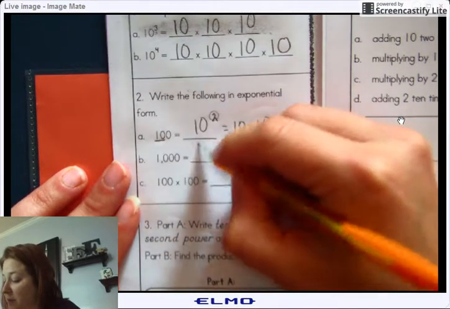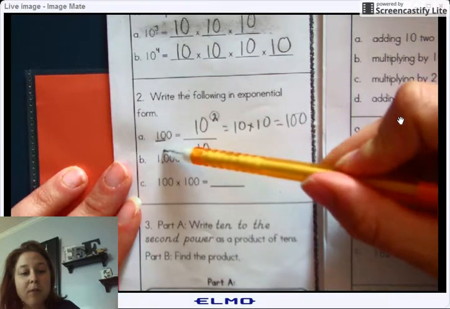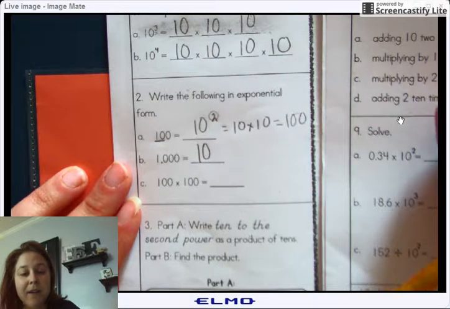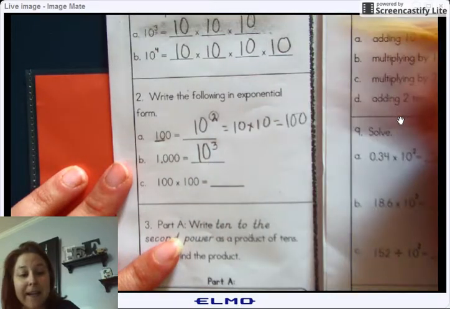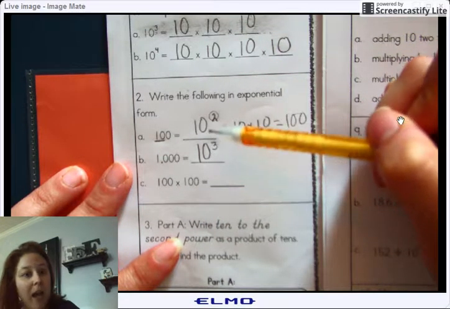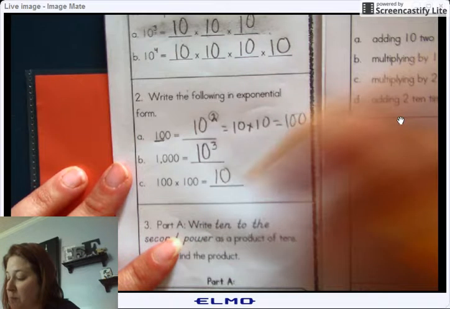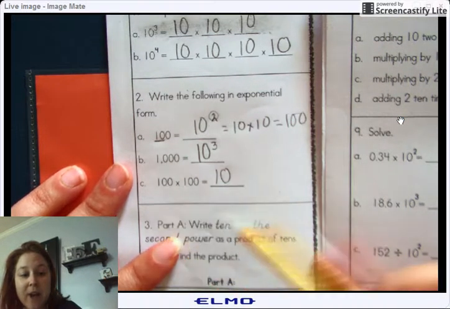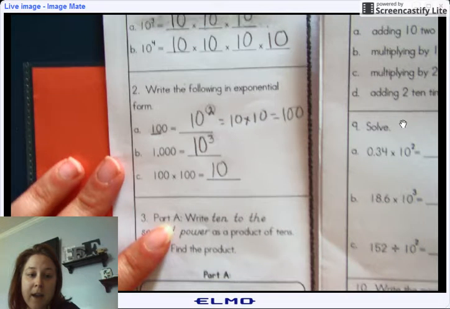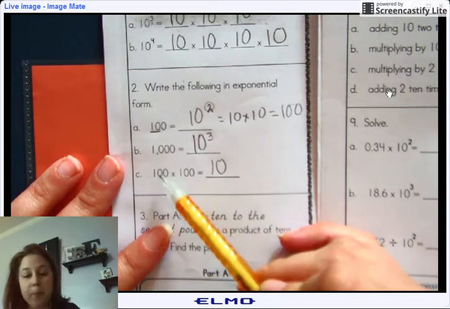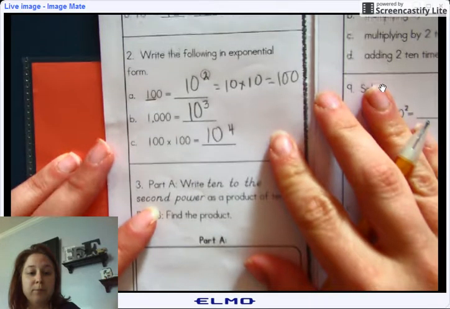So let's follow the pattern again. How many zeros do I have here? I have 3, indicating that it is to the power of 10. And it's still the power of 10, even though it's 100 times 100. But now you're going to count your zeros. And you have 1, 2, 3, 4 zeros. So this is 10 to the fourth.